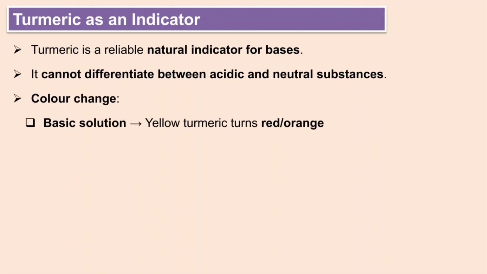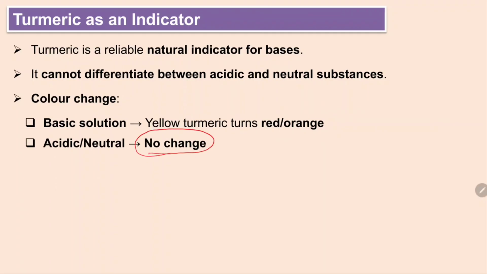So basic solution, when you are adding basic solution, yellow turmeric turns red or orange. When you drop any sample from group B on the turmeric paper strips, what will happen? The base will react with it and they will turn red or orange, like reddish brown colors. Something reddish and mixed color. And for acidic and neutral, there will be no change.